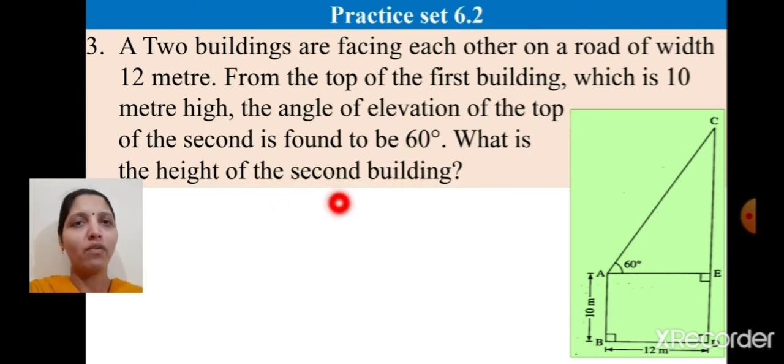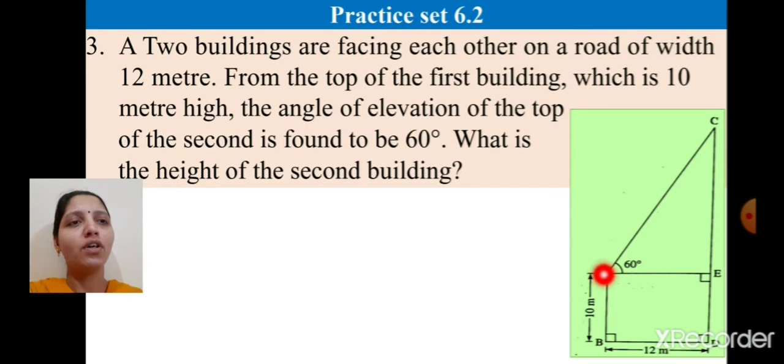Okay. So always remember you have to read these questions at least two times so that you can understand each and every sentence of the question. Now according to the question, first you have to draw a diagram. Then only you can solve this question. So let's draw a diagram here. Let's read the first sentence again: two buildings are facing each other on a road of width 12 meters.